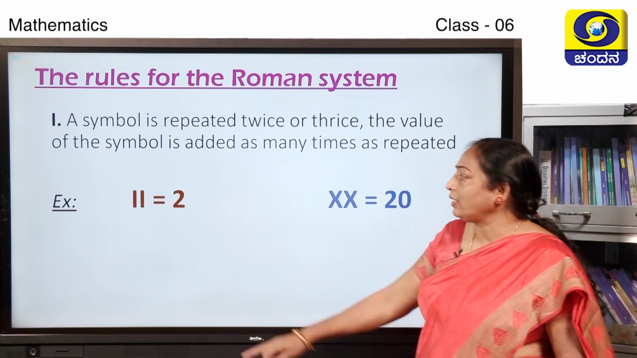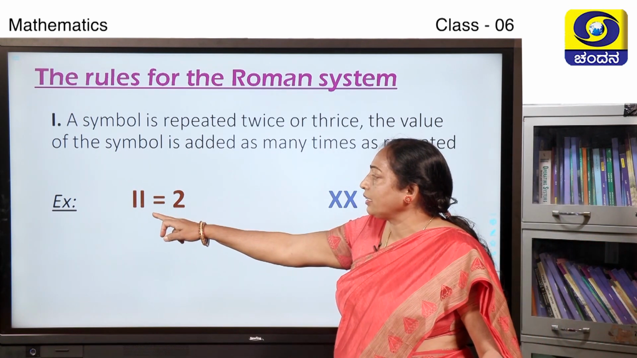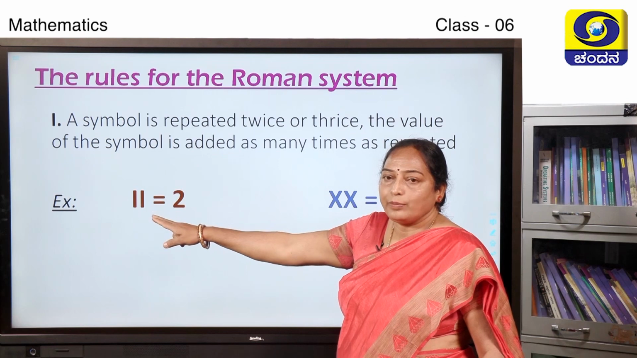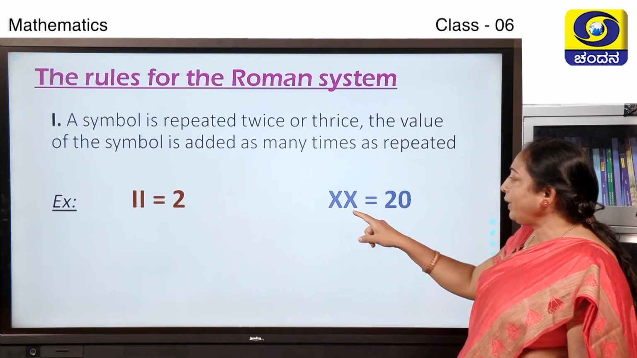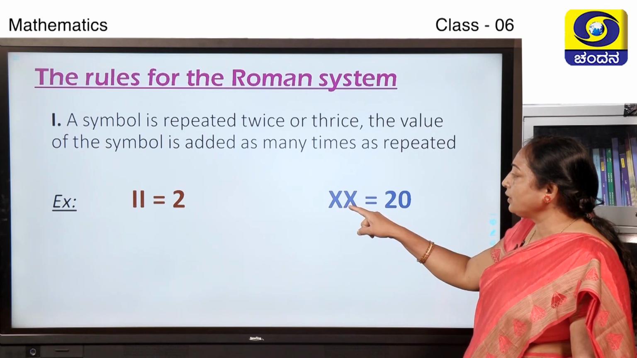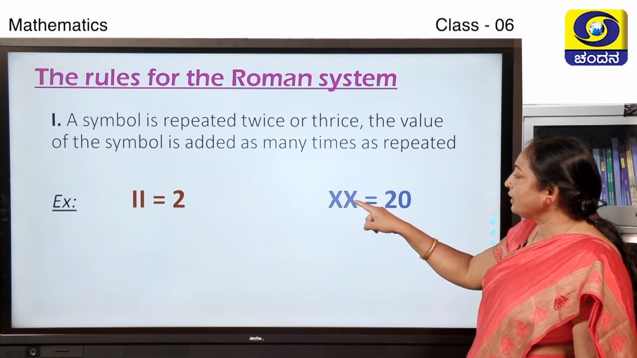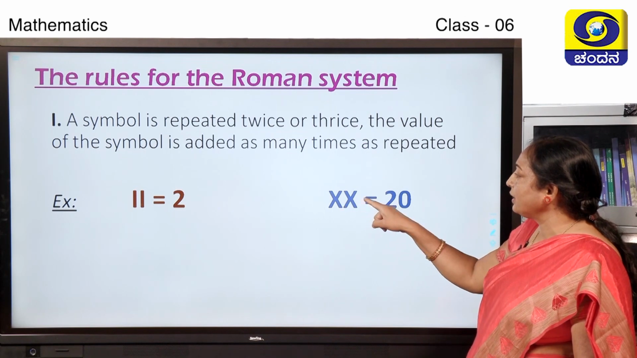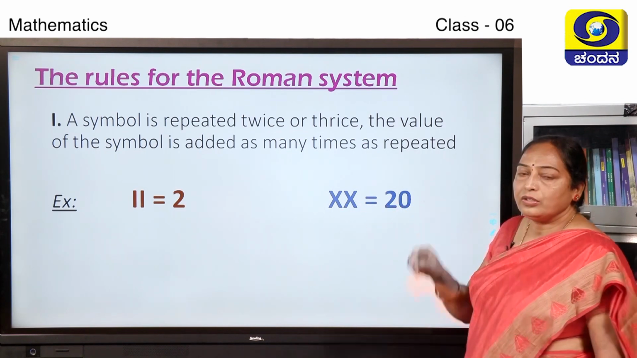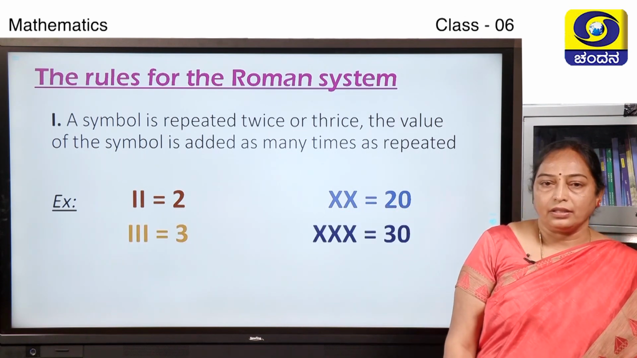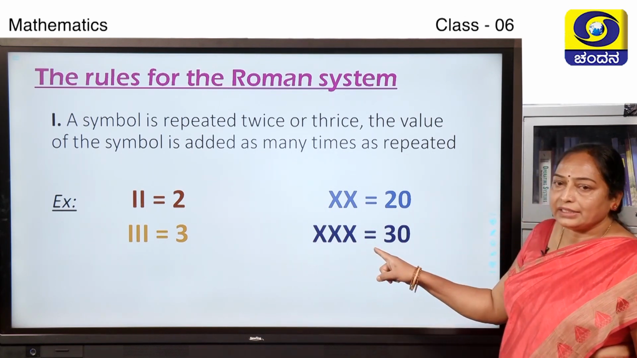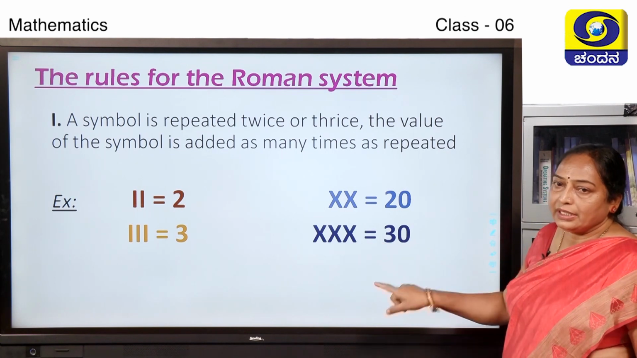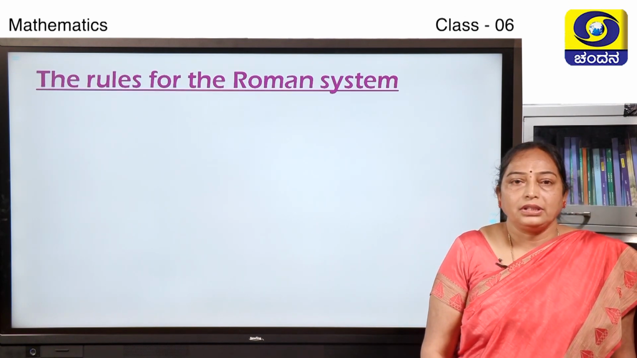For example, if we write II, 2 I's are here, that means it shows 2. How many X's are here? 2 X's. So, 10 and 10, that means X plus X, 10 plus 10, that is 20. Again, 3 I's are here, that shows 3. 3 X's are here, that shows 30. We go through the second rule.